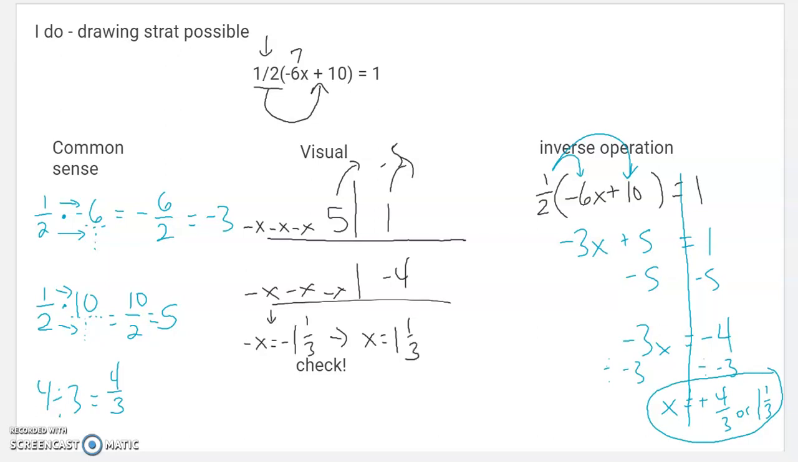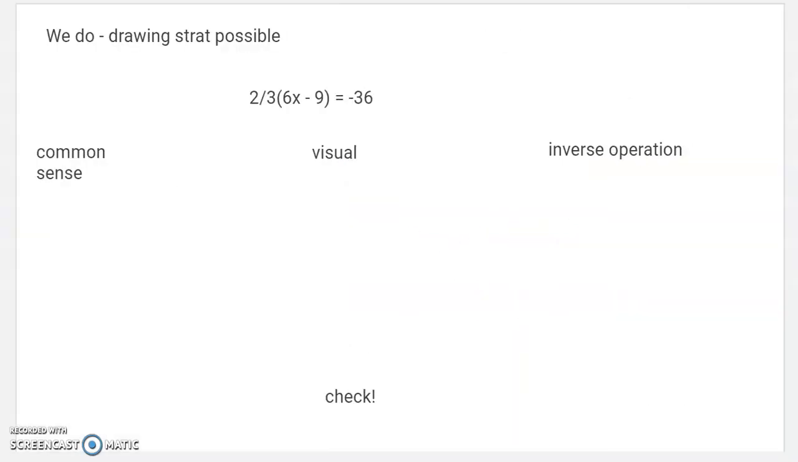You don't have to use the drawing strategy. I just want to show you that sometimes it's a possibility. So if you don't like that thing I did at the beginning where I did half, it's okay. But I am going to do it on the next one too. All right, let's do one together. Similar problem. Take a moment, pause, and write it down. And when you're ready to work it out, unpause.